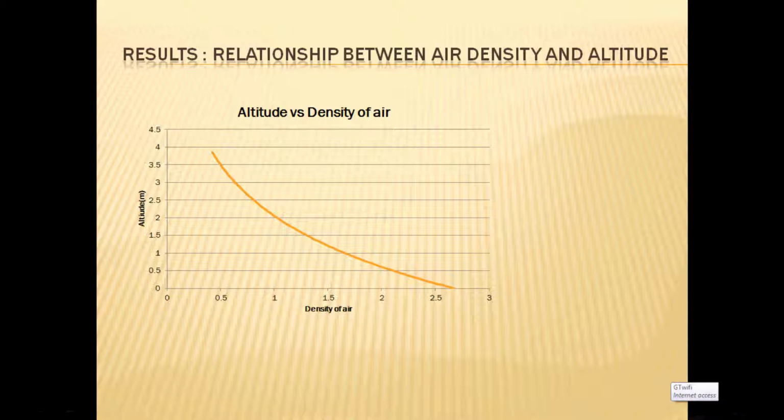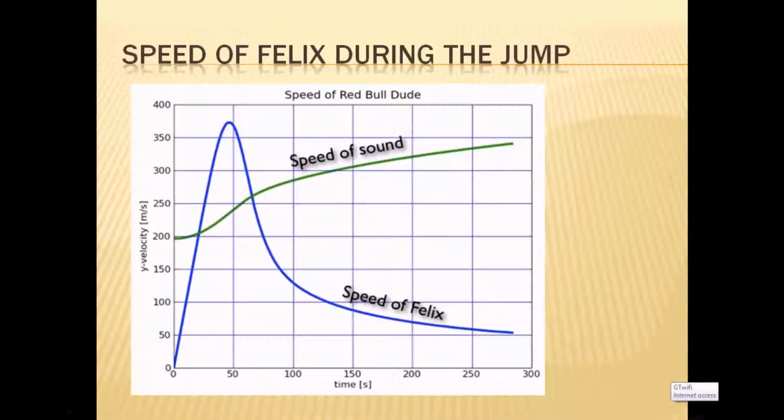This is my graph showing the relationship of air altitude versus the density of air. As you can see, at high altitudes you have a lower density of air, and at low altitudes you have a high density of air.